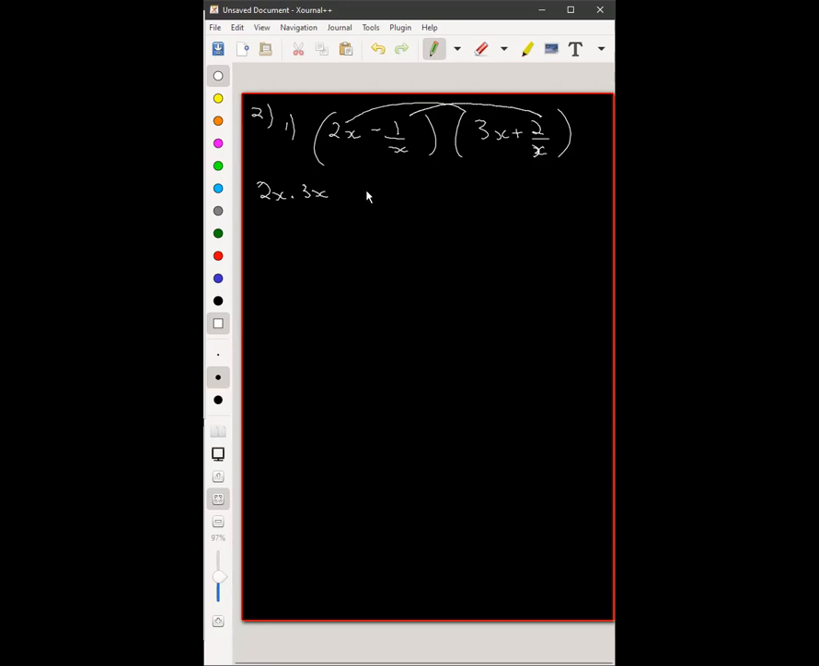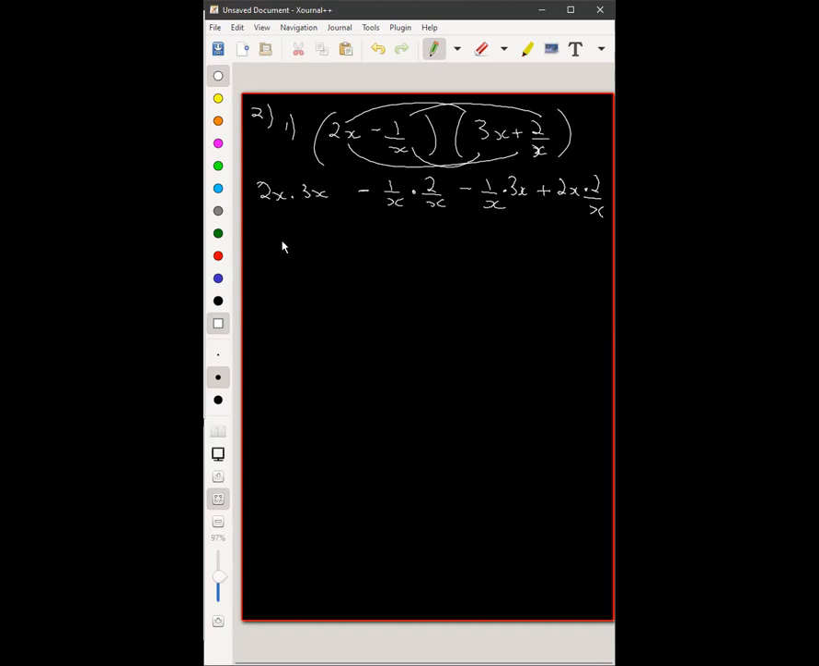Okay, sir. 2x multiplied by 3x, minus 1 upon x multiplied by 2 upon x. Combine the inners: minus 1 upon x multiplied by 3x. And combine the outers: plus 2x multiplied by 2 upon x. Okay, combine.